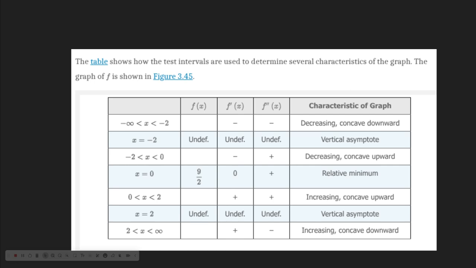Between 0 and 2, the first derivative is positive, the second derivative is positive, so it's increasing and it's concave up. It's undefined at x equals 2, so that means it's a vertical asymptote. And then from 2 to infinity, the derivative is negative, the second derivative is negative, so it's concave down. So now with all that information, look what this graph looks like.